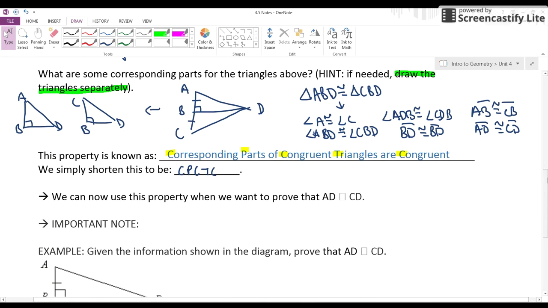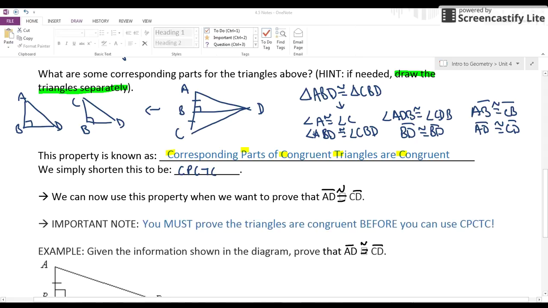And again, sorry, those congruent signs for some reason did not print out. So down here, it should have been AD is congruent to CD, and same thing here. And that important note, again: you need to know the triangles are congruent before you can use CPCTC. So we still have to do SAS, SSS, ASA, etc. All right, so make sure you have that note down. You have to show the triangles are congruent.